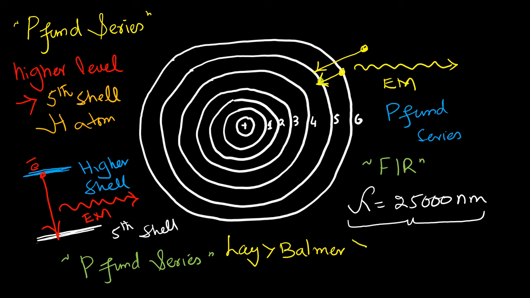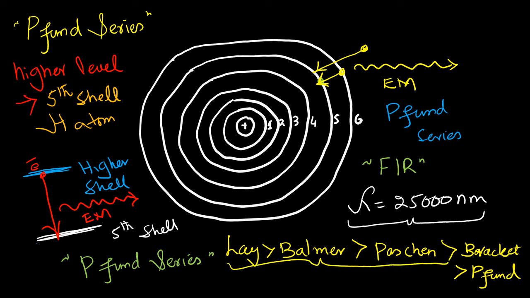Similarly, the energy of the Paschen series will be less than the Balmer series, because the electron in the Paschen series jumps from any higher energy level to the third energy level rather than the second. Similarly, the energy of the Brackett series will be less than the energy of the Paschen series. The reason is that in the Brackett series, the electron jumps from any higher energy level to the fourth energy level, and similarly the energy of the Pfund series will be less than the energy of the Brackett series. So this is the order of the energy of the Lyman, Balmer, Paschen, Brackett and Pfund series of electromagnetic radiation produced in the hydrogen atom.